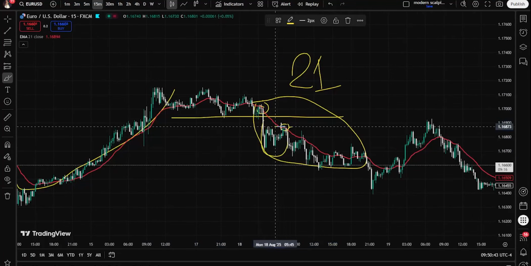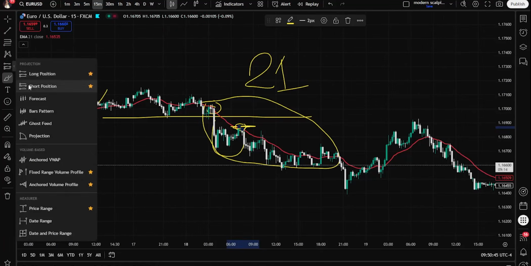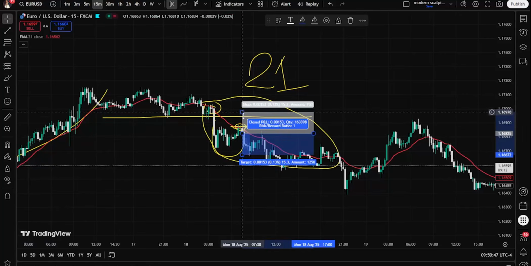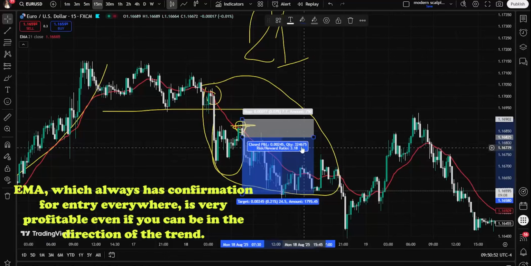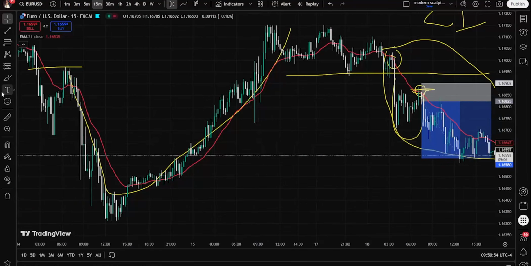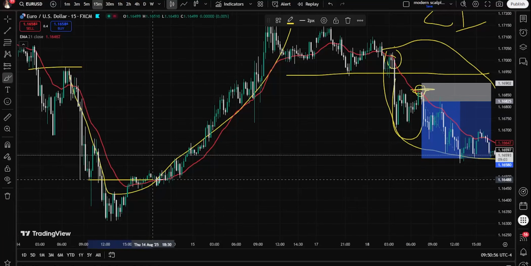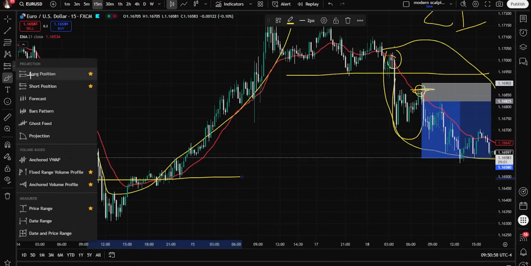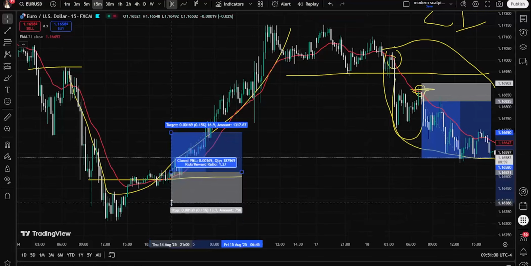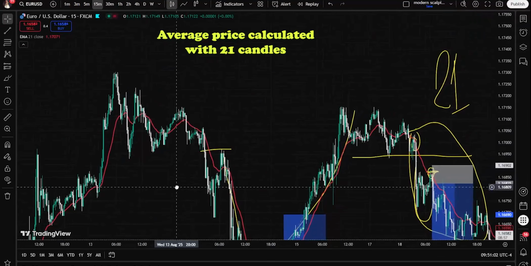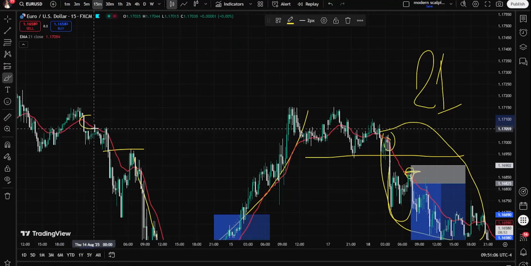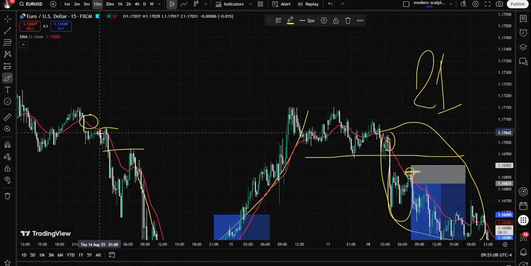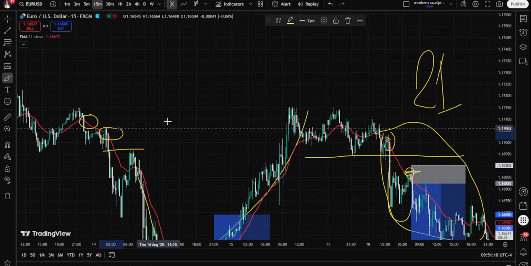EMA, or Exponential Moving Average, is an indicator that many traders call the pulse of the market. Why? Because it reacts very quickly to price changes. When we choose the number 21, it means that the average price of the last 21 candles is calculated exponentially. Being exponential, it makes the last candles have more weight and shows the trend change faster.